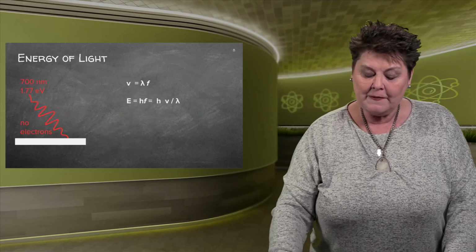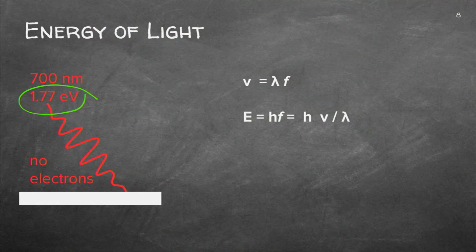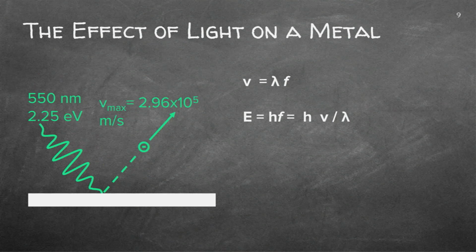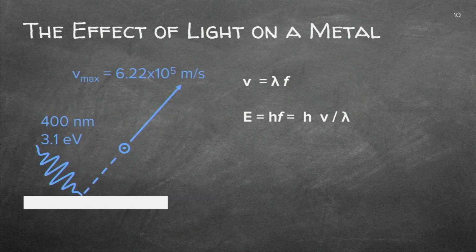Now let's have a look. The red was not high enough, the green was high enough, and then the blue was even higher. So those are the three different colors that we shone on this metal.